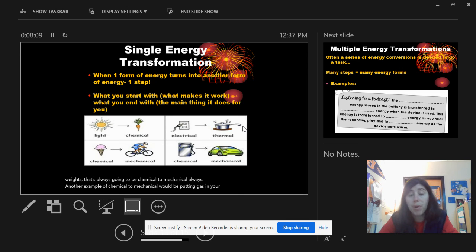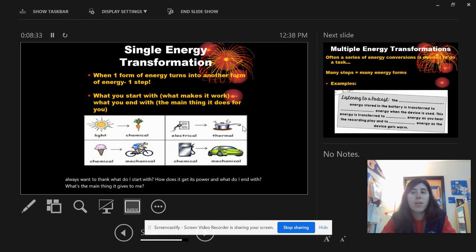Another example of chemical to mechanical would be putting gas in your car. The car has a motor, so it needs to run with mechanical energy. But the car is not going to run without gas, which is chemical. So gas is chemical, makes your motor run, which is mechanical. So you always want to think, what do I start with? How does it get its power? And what do I end with? What's the main thing it gives to me?